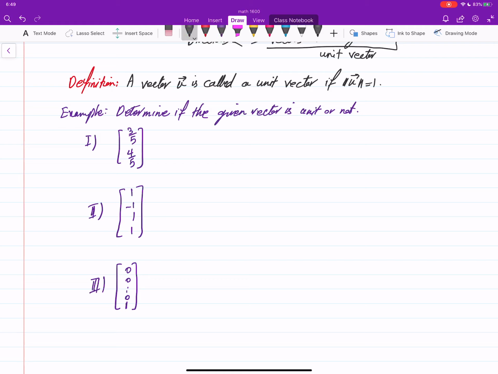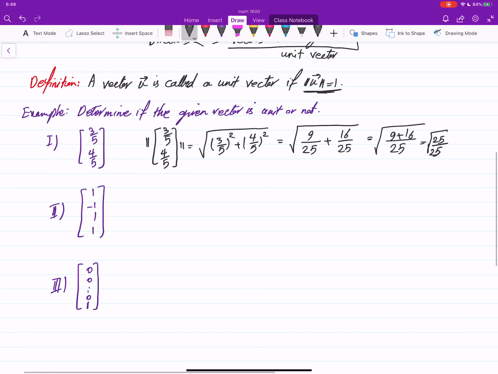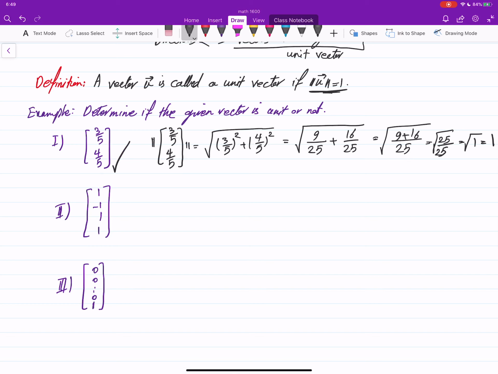Okay, let's do this one. What we need to check is the length. So the length of this vector is: you find the square of each component, add them, and find the square root. That gives us 9 over 25 and 16 over 25, and then add them. This is 9 plus 16 over 25, and basically we get the square root of 25 over 25, which is the square root of 1, which is 1. The length is 1, that means that vector is unit.